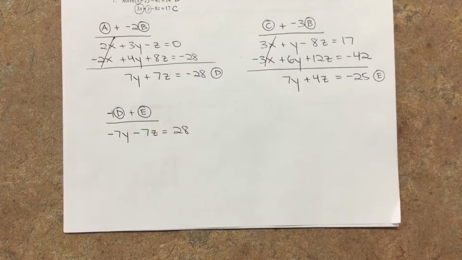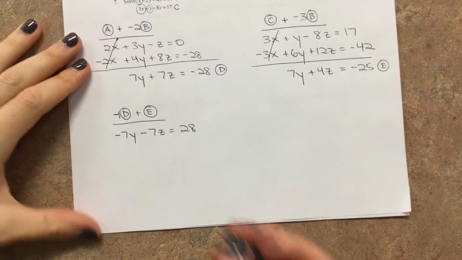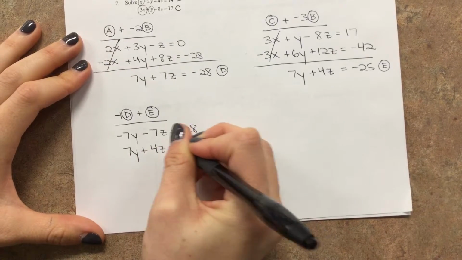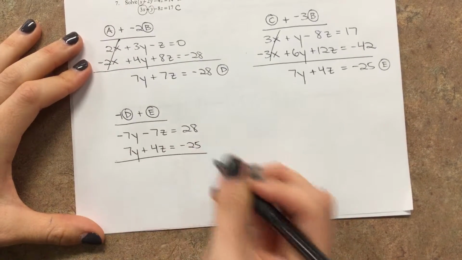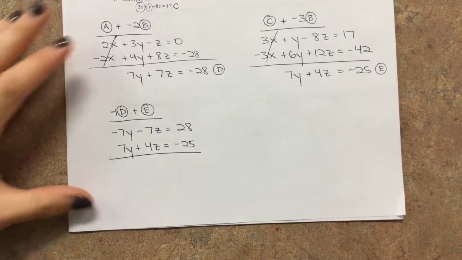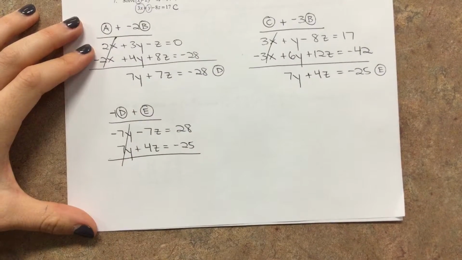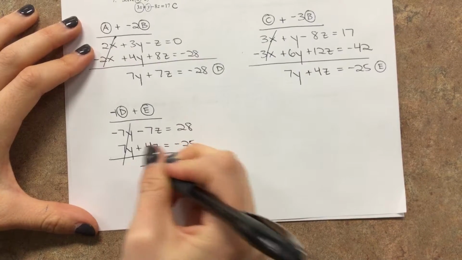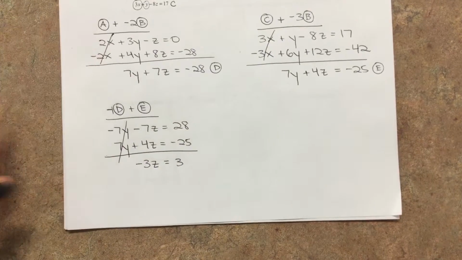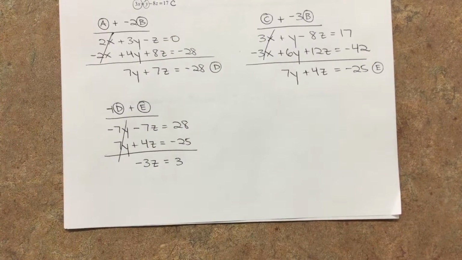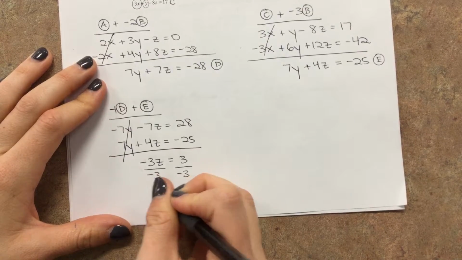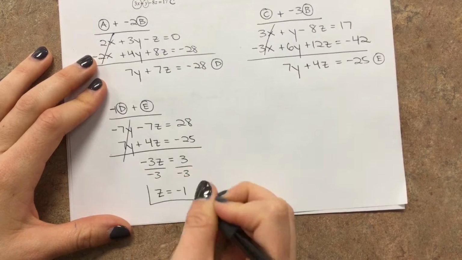Okay, so that's my negative version of equation D. I'm going to line up equation E right underneath it. Okay, y's cancel. For z, I end up with negative 3z equals 3. Now to get z by itself, divide both sides by negative 3, and I end up with z equals negative 1. And that's one of my values.